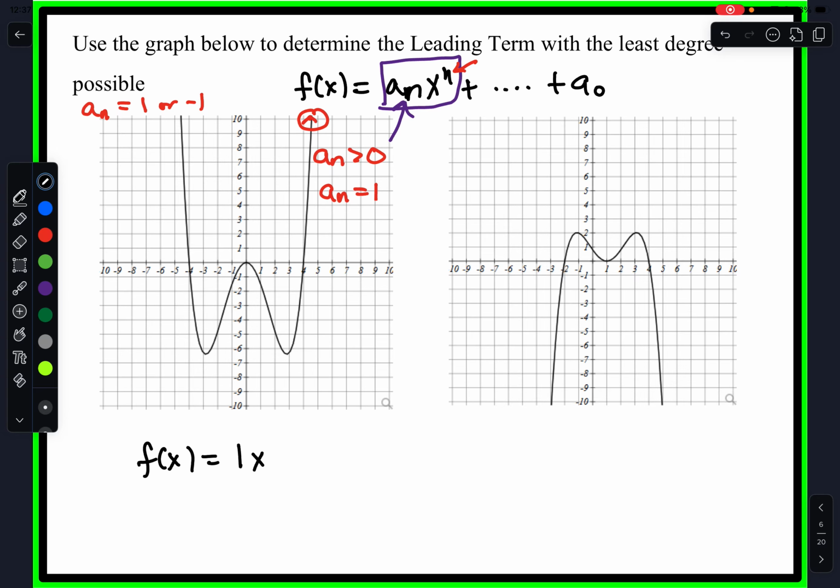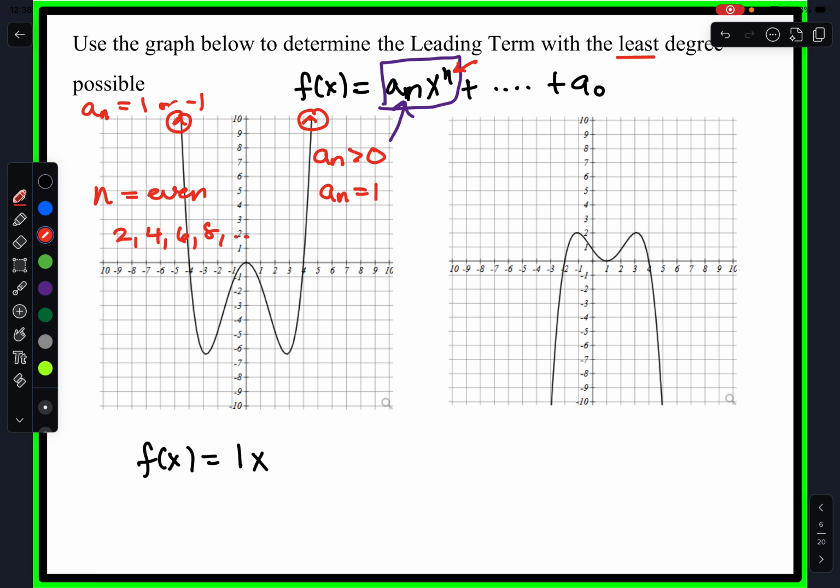So we have 1x to the power of what? Well, what's going to be the degree now? To determine the degree, since we know that this side is pointing in the same direction, it's also pointing up, we know that the exponent has to equal an even number, okay? But what's going to be the least possible even number? Because it could be 2, 4, 6, 8, and so on. But what's going to be the least possible value?